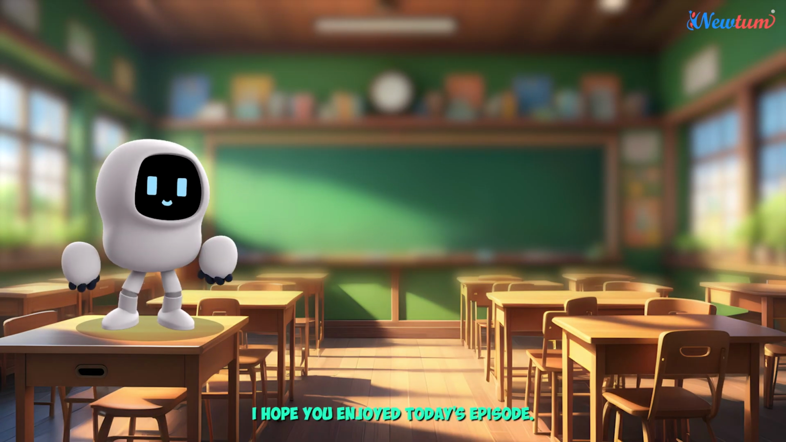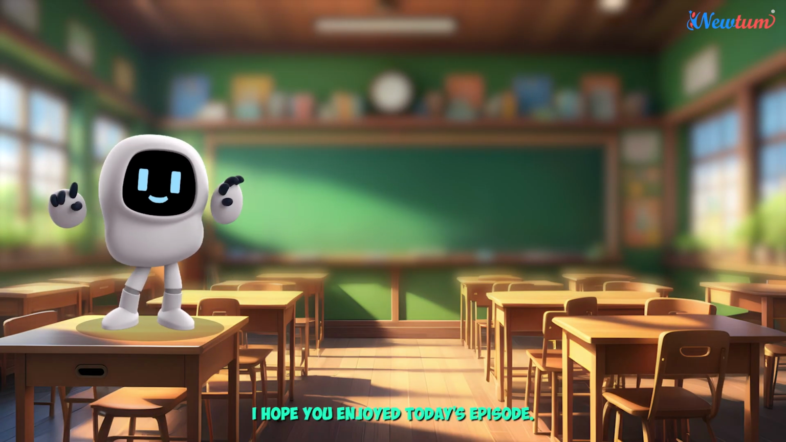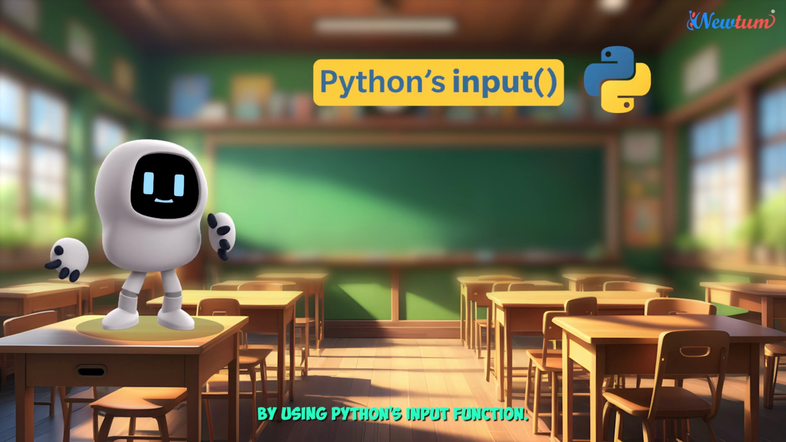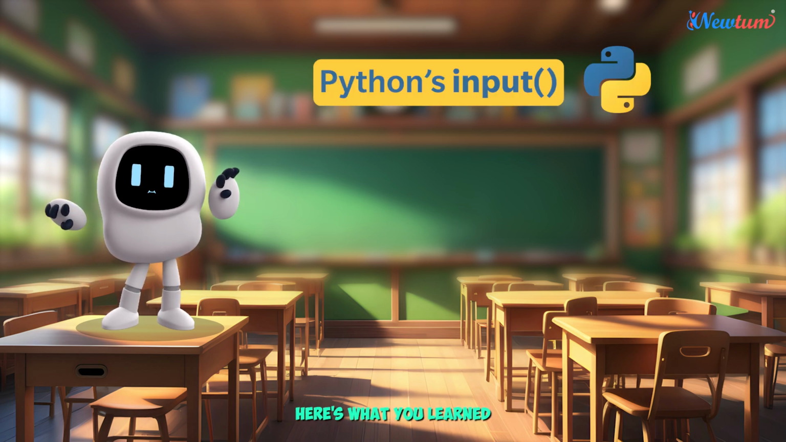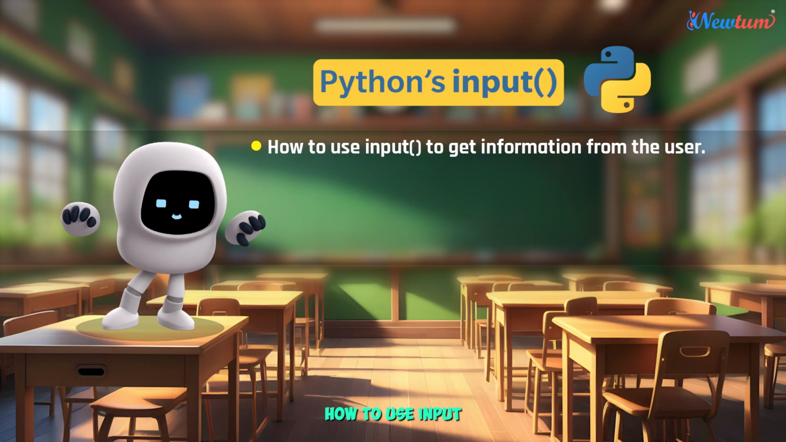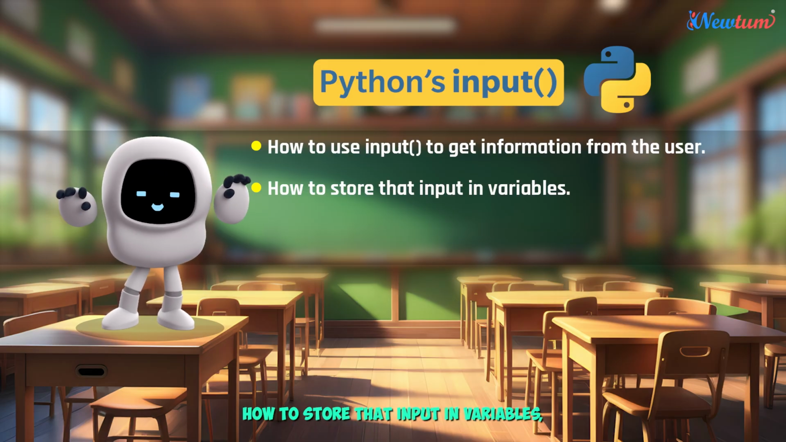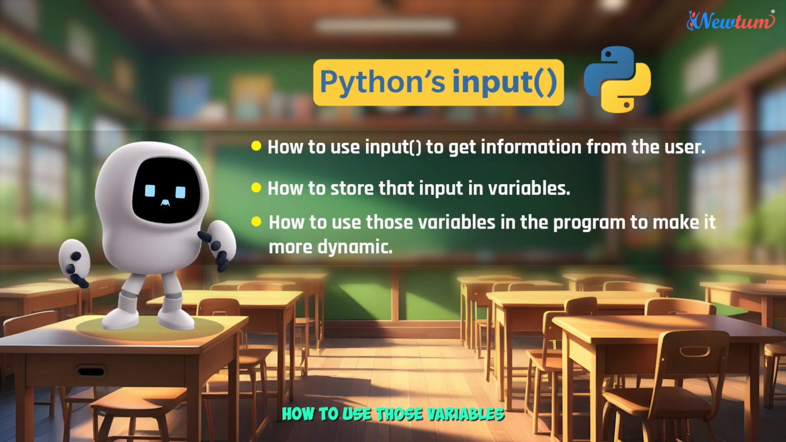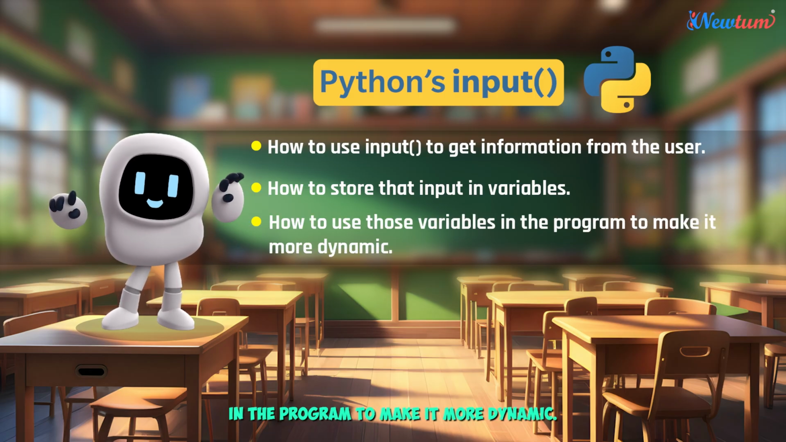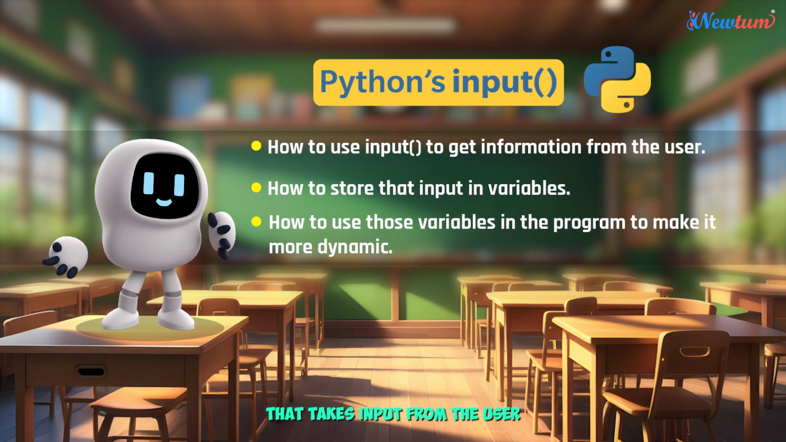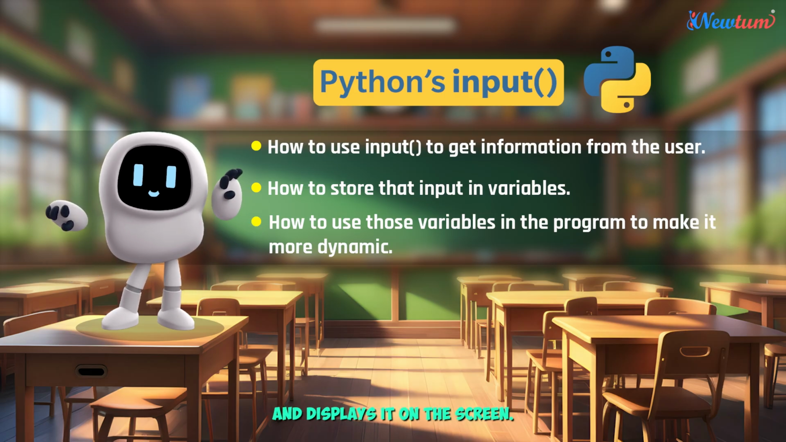Hey friends, I hope you enjoyed today's episode. Aadi, Kalin, and Eve learned how to make programs more interactive by using Python's input function. Here's what you learned. How to use input to get information from the user. How to store that input in variables. How to use those variables in the program to make it more dynamic. Now it's your turn. Try creating a program that takes input from the user and displays it on the screen.